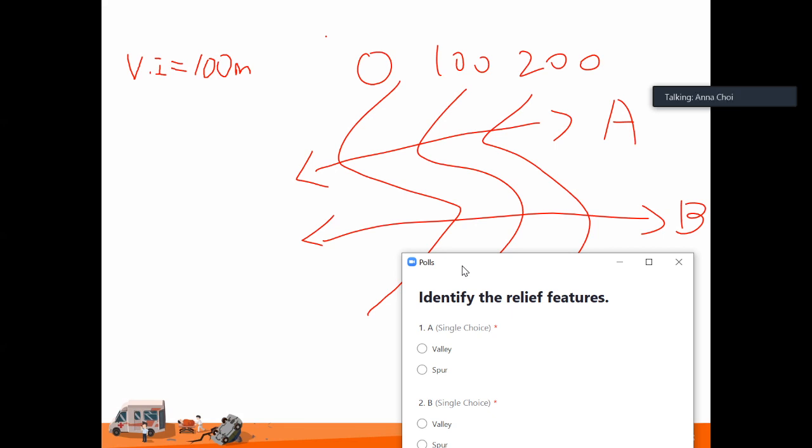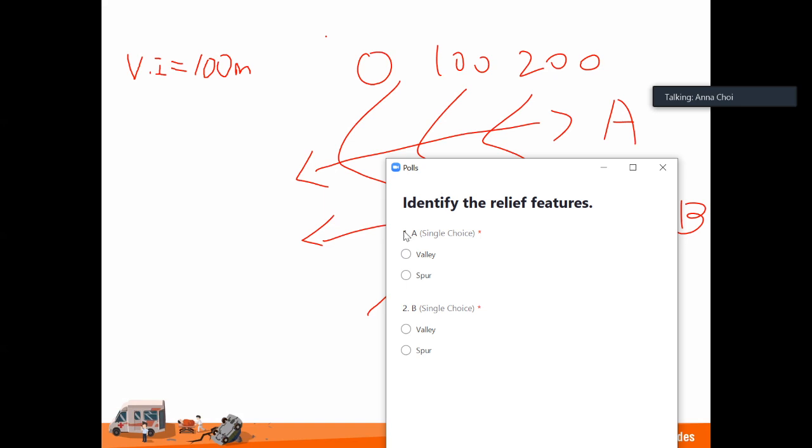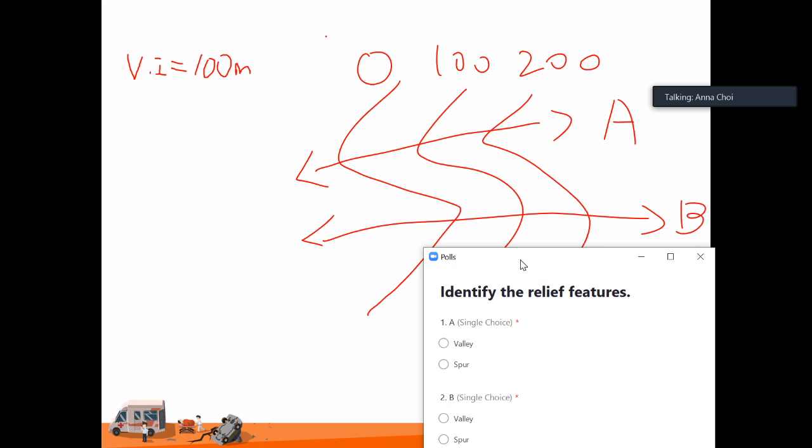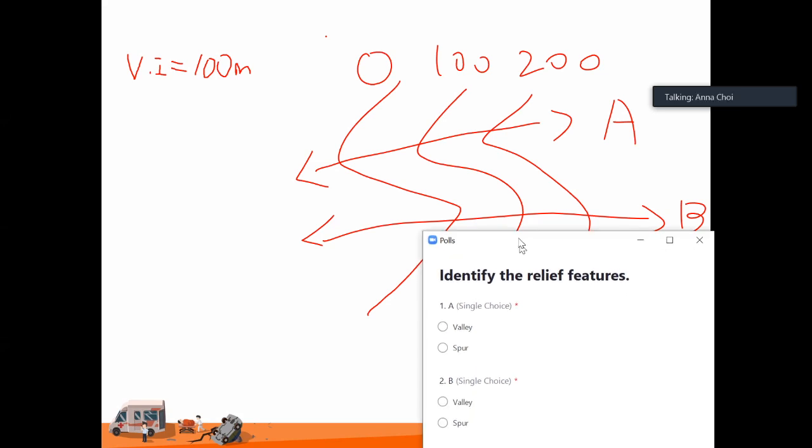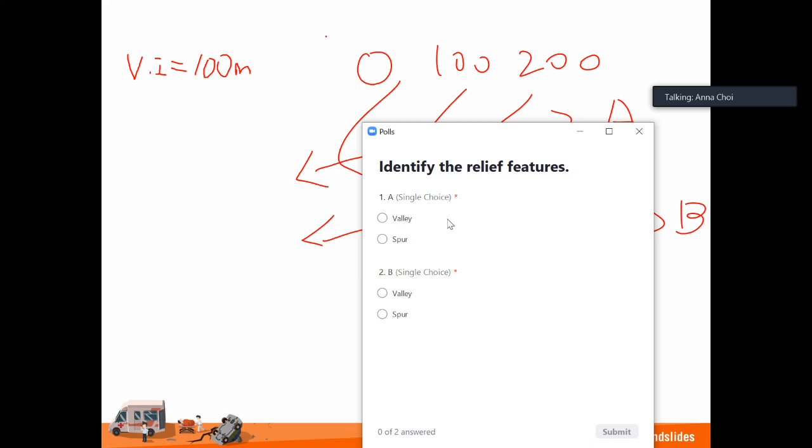So you will find that no matter spur or valley, the contour line will be shaped as a V, like a letter V. But how can I find out which one is spur and which one is valley? Then you have to look at the values of the contour lines.